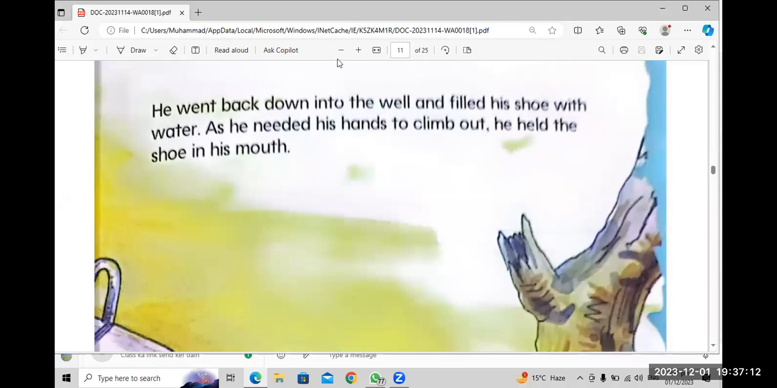He went back down into the well and filled his shoe with water. As he needed his hands to climb out, he held the shoe in his mouth.